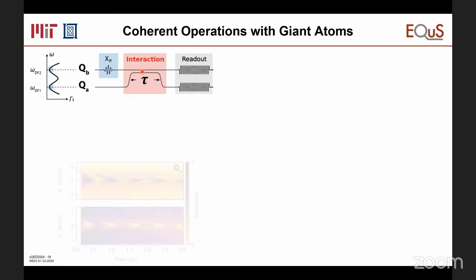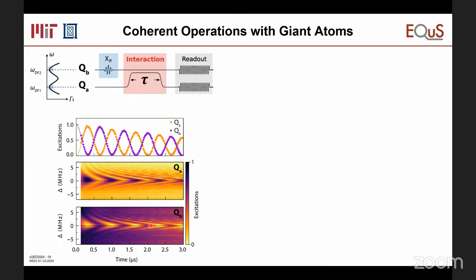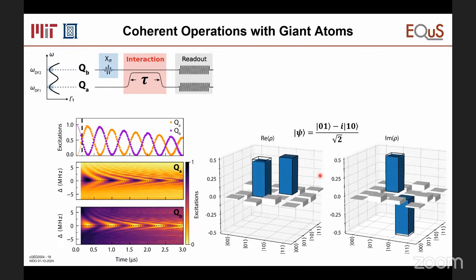and we do a readout. And what we see is a standard swap operation where qubits A and B swap energy with one another. And if you take the on-resonance version of this 2D plot, you see how they exchange. And if we pick this point right here, where there's half an excitation in each, coherently this should form an entangled state, and it does, an iSWAP operation, |01> minus i|10>. And when we do tomography on that, we find that the fidelity is about 94%.